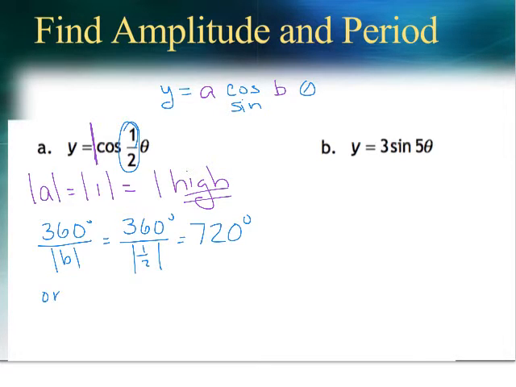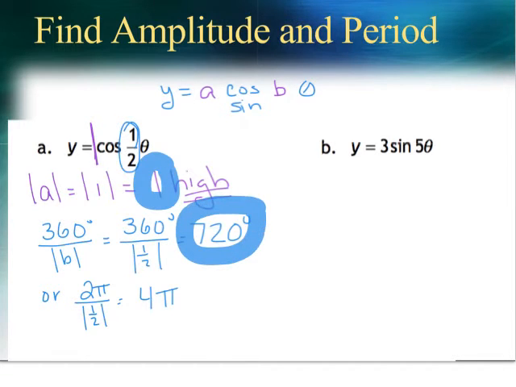I also like to show it in terms of radians. So 2 pi, which is 360 degrees, divided by the absolute value of a half, well, when you divide by half, it's times 2, so that's 4 pi's, which makes sense. For 720 degrees is 4 pi's. So that's our period. So let's go back and find our amplitude and our period. Doesn't matter which one, same thing.